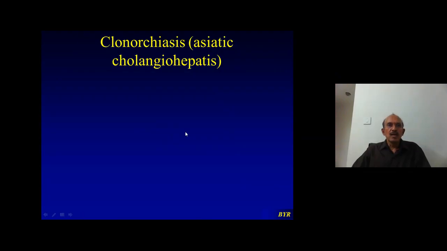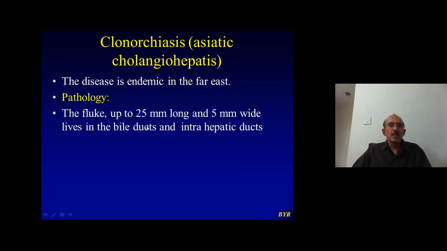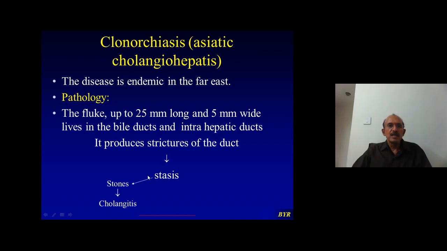Then the other worm is the Clonorchis sinensis. The disease is endemic in the Far East. It is not seen in our country. Pathology: the fluke, up to 25 millimeters long and 5 millimeters wide, lives in the bile ducts and intrahepatic bile ducts. It produces strictures of the duct, leading to stasis. Stasis leads to stones and cholangitis. It causes biliary cirrhosis. It causes cholangiocarcinoma.